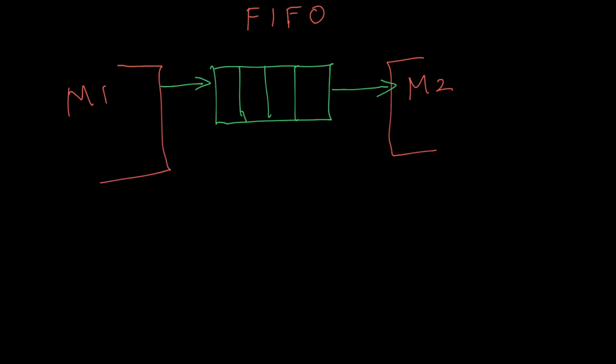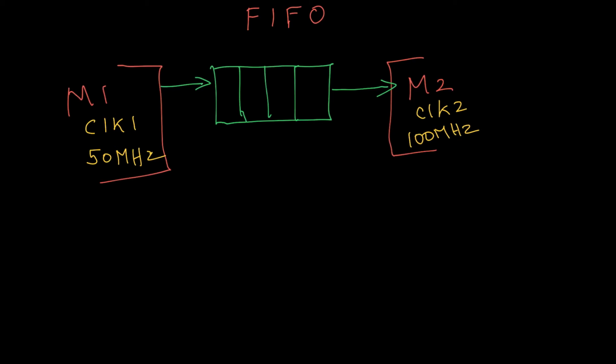Say M1 is your first hardware block and it runs with clock 1. Let's say the clock frequency is 50 megahertz. And M2 runs with clock 2 in the same chip, say at 100 megahertz. So how do you synchronize data between M1 and M2? That is where FIFO comes into play, and FIFO helps us in synchronizing data naturally.